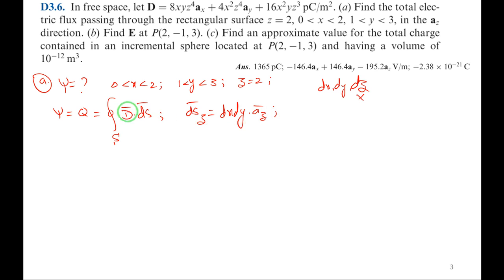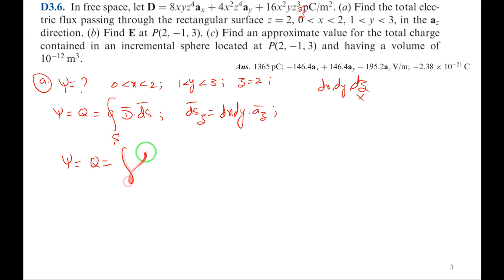Then what about D? Right? So D is given, that is Dx into ax plus Dy into ay plus Dz into az. So az they have missed out here. Az should come here. Right? Okay, we have to take only Dz only, right? Because if I multiply D with dS, ax dot az will be 0, ay dot az will be 0, so I am left with only the third term, Dz dot az, right? So I will write it here.